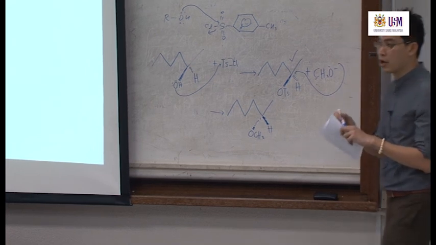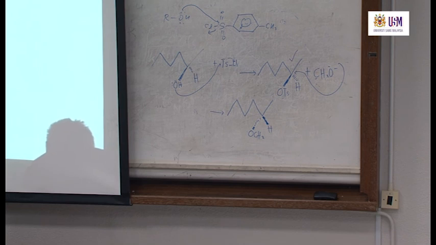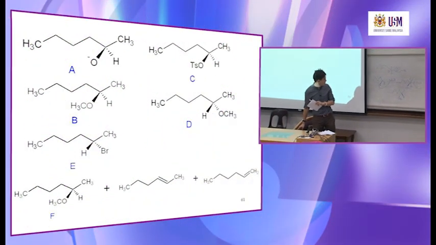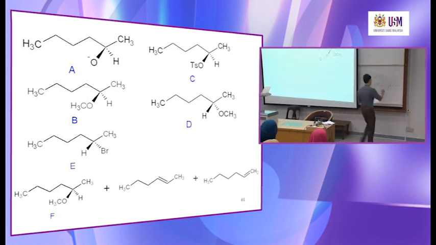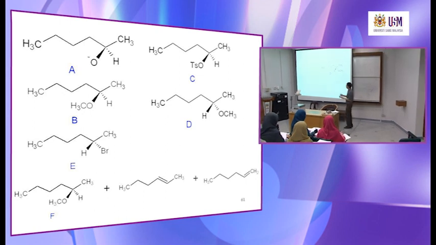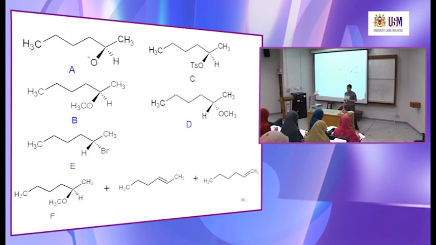Okay, everyone got this answer. Let's check whether we got the correct answer or not. This is question number D? This is C. This is D. So, the answer for D. See? So, everyone got a wrong answer.